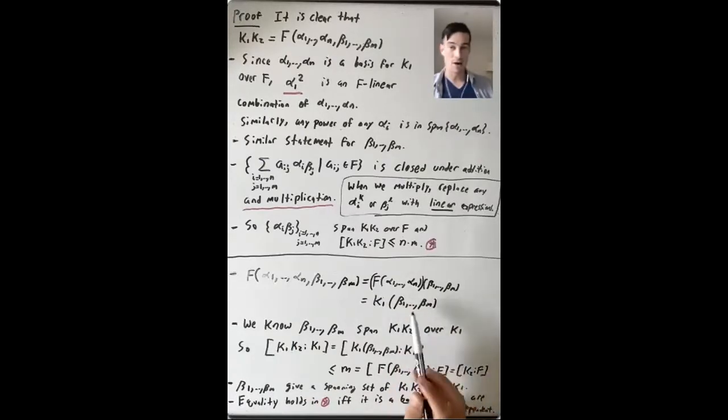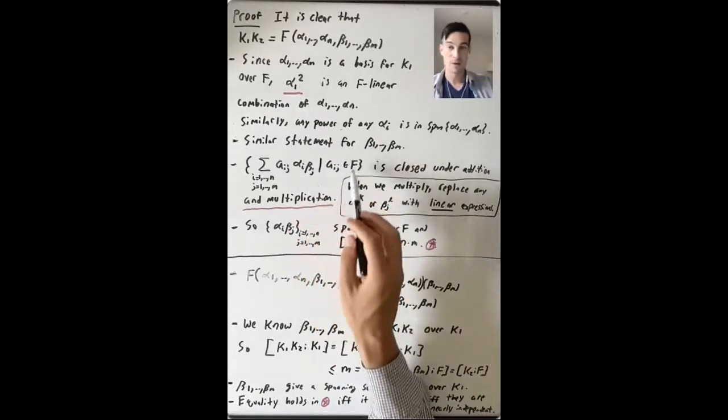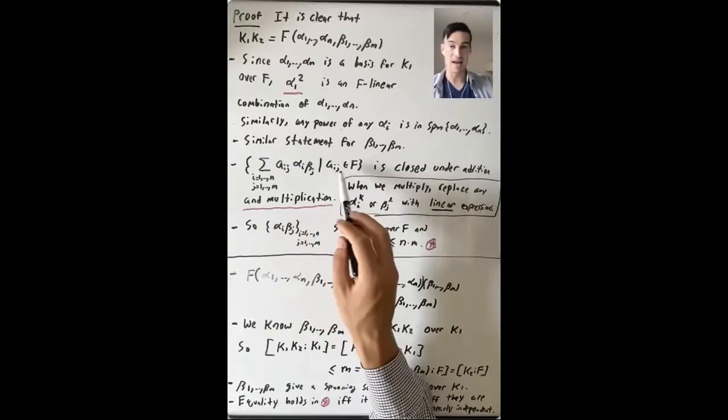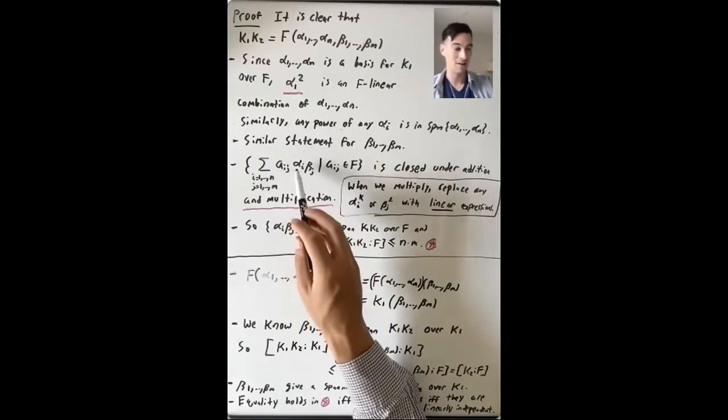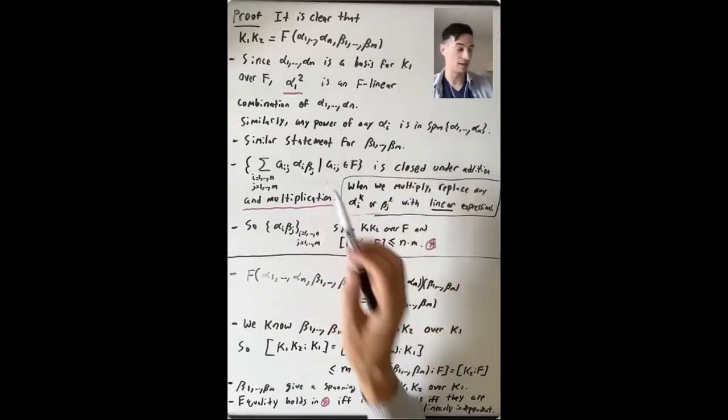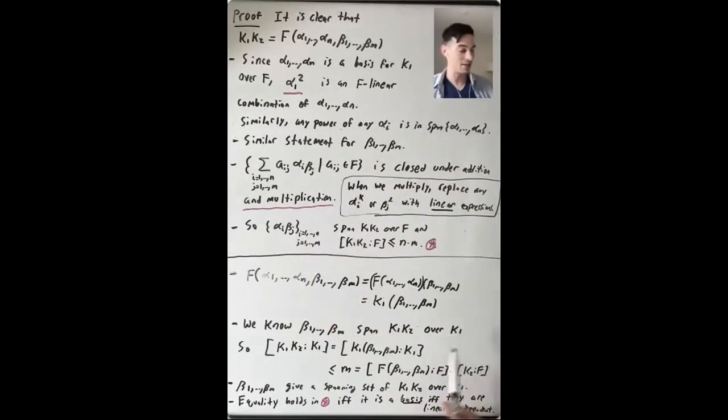All right, so what do we know? We know that beta 1 up through beta m span K1 K2 as a vector space over K1. If you just think about what the elements of K1 K2 look like, if you look at beta 1 up through beta m and you group together all the other coefficients, those coefficients are all in K1. So every element in here can be written as a K1 linear combination of beta 1 up through beta m. So what does that tell us about the degree of this extension?